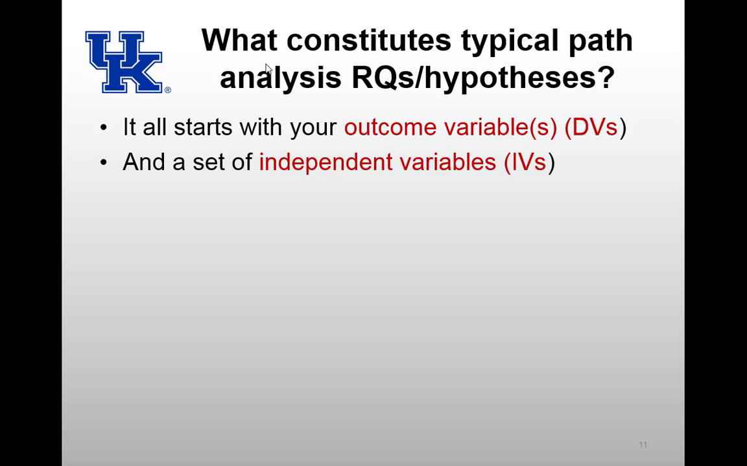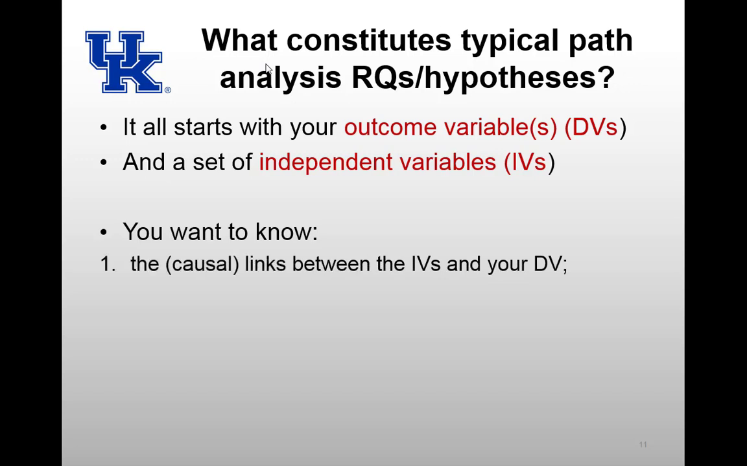Now, you want to know, first of all, the causal links between the IVs and your DV. I put causal in the parentheses because in the path model, the links may not always be causal. So I put that in. But most of the time it is, because you see the direction is unidirectional, so one, at least in time, happens first, and then you get the other one. So between the IVs and DVs. But that's the first step.